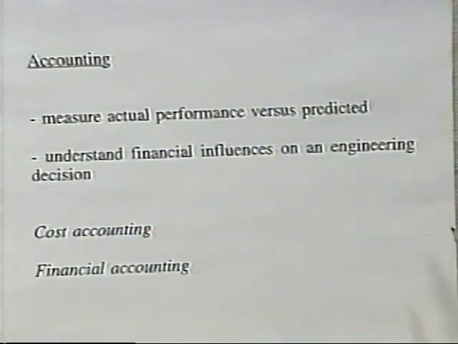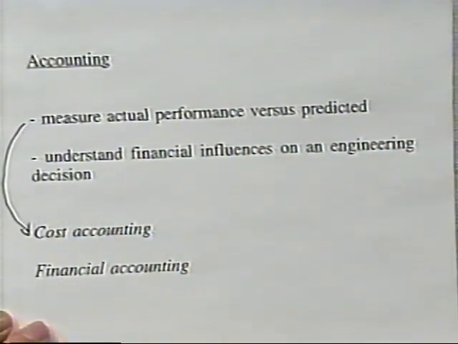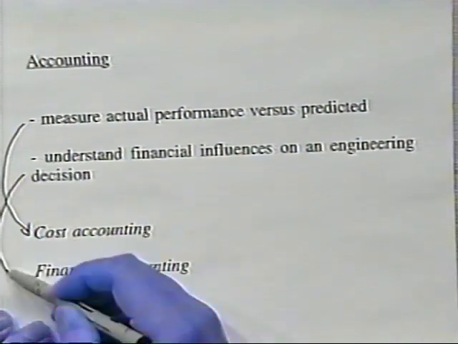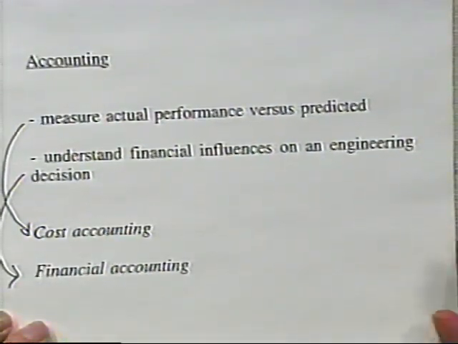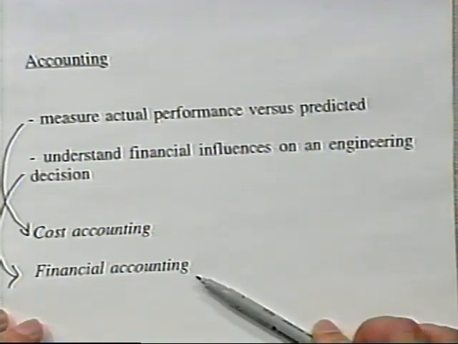If we're looking at measuring performance of assets, that's really what's called cost accounting. Understanding the financial influences on engineering decision-making is what's called financial accounting. Cost accounting is a very interesting area, but it's also very complicated, and it's really beyond the scope of this course to deal with it. But in a lecture or two, we can deal with financial accounting enough to get an idea of how the finances of a company can influence our engineering decision-making. So that's what we're going to be focusing on in this course.